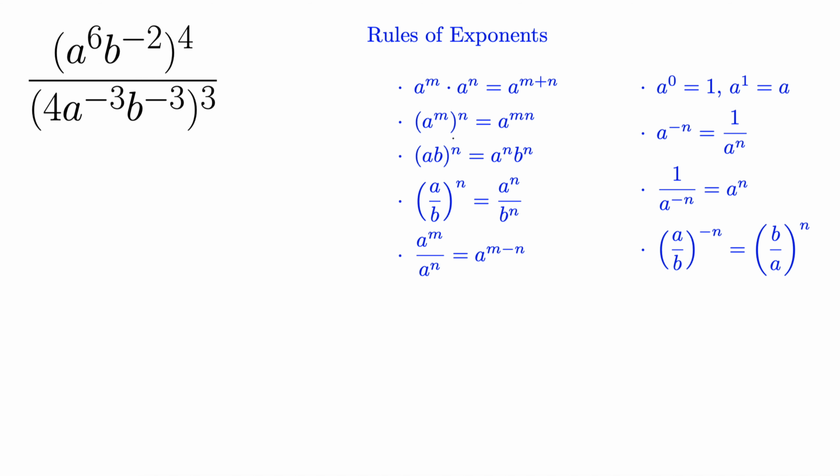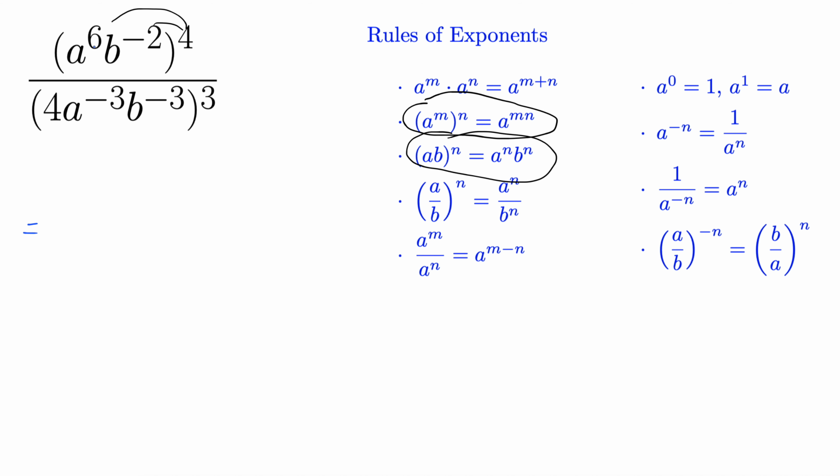Let's start by using this rule down here to distribute these exponents through to these terms inside here. Okay, so let's do that. And then we'll use this property here that tells us that when we take an exponent to another exponent, we multiply the exponents together. Okay, so let's see what we have here.